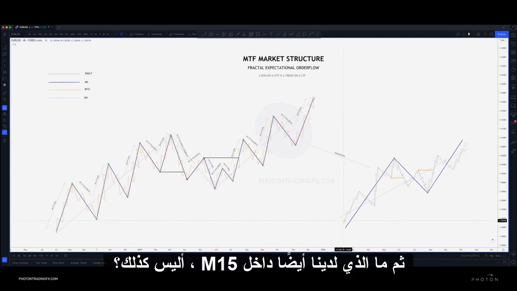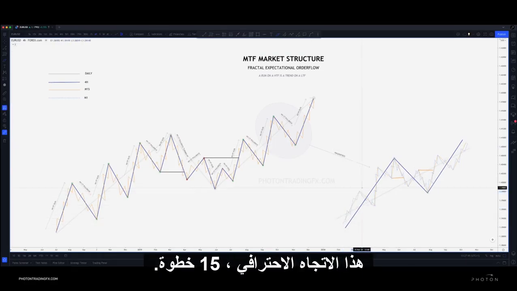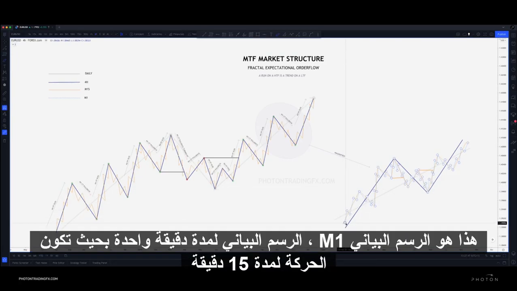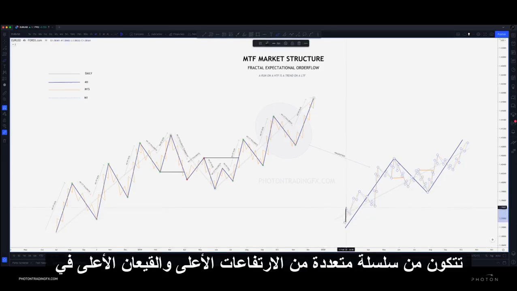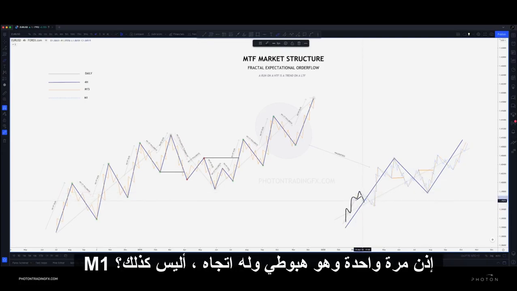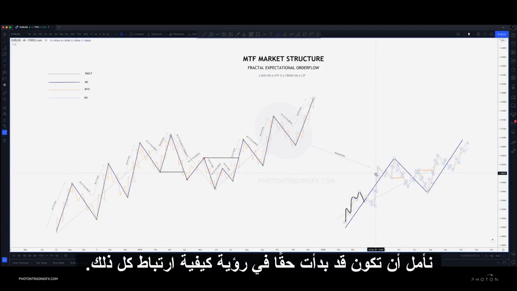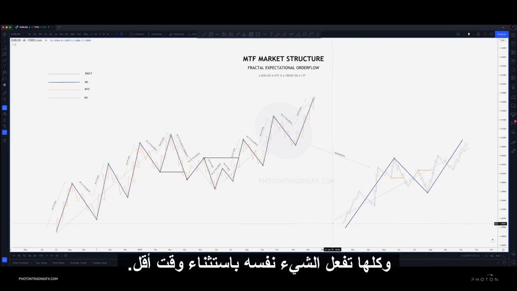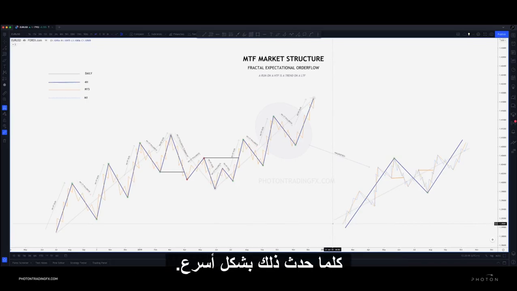And then what do we also have? Within the M15 single run there, that pro trend 15 move, the dotted line here is the M1, the 1 minute chart. So that one 15-minute move is made up of a series of higher highs and higher lows on the M1. When the M15 is about to pull back, we get a break of structure on the M1, it switches bearish, and it has a trend, right? So on and so forth. Hopefully you're really starting to see how all of it is connected and it all does the exact same thing, except the lower the time frame you go, the quicker it happens.